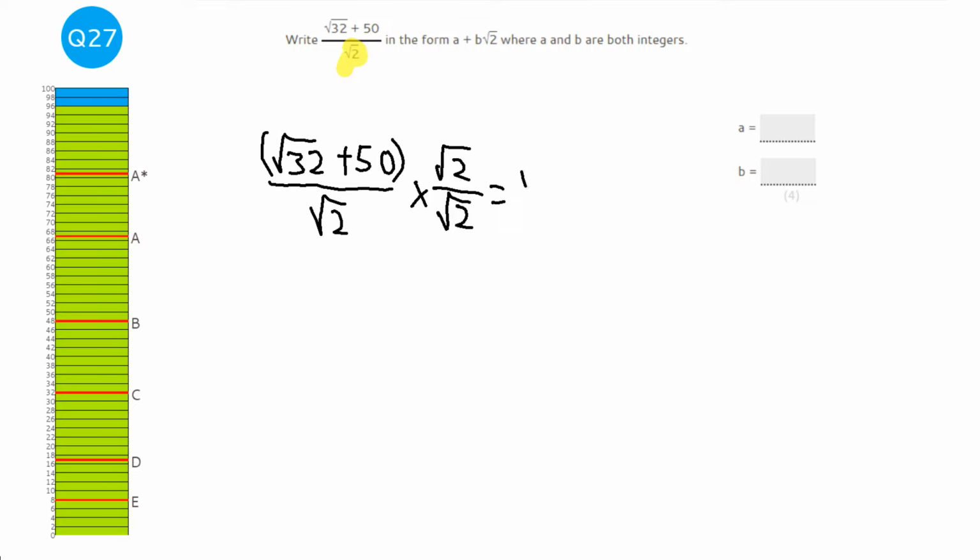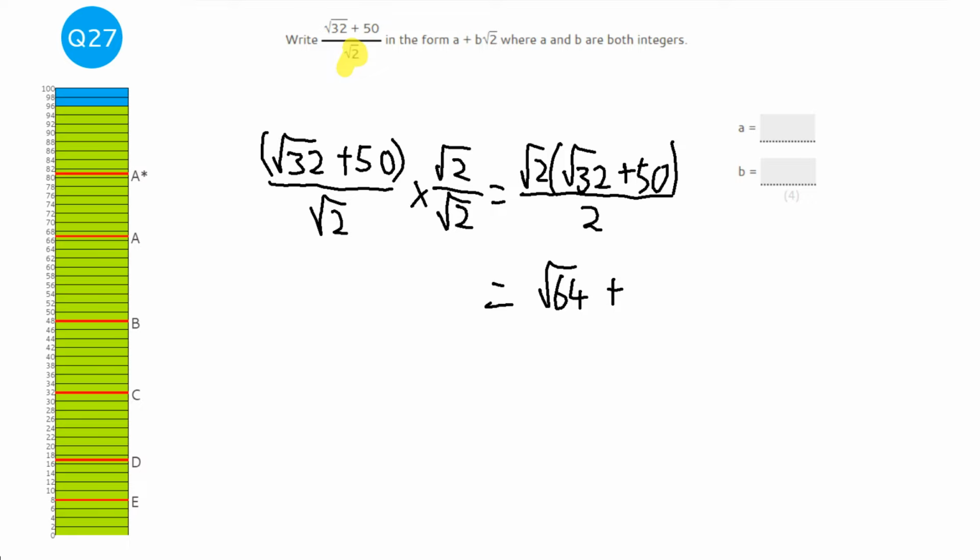So the top becomes root 2 times root 32 plus 50. And the bottom is root 2 times root 2, and we should have learned by now that any surd times by itself is just the number inside the surd, the number inside the square root. Right, let's expand those brackets at the top. Root 2 times root 32 is going to be root 64 plus 50 root 2. All of that over 2.